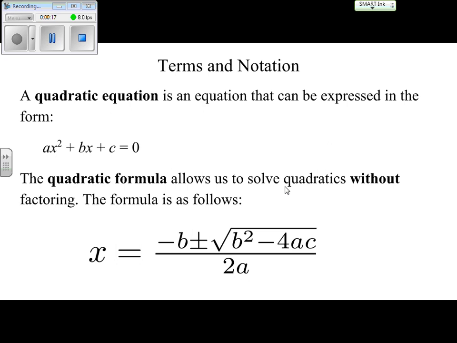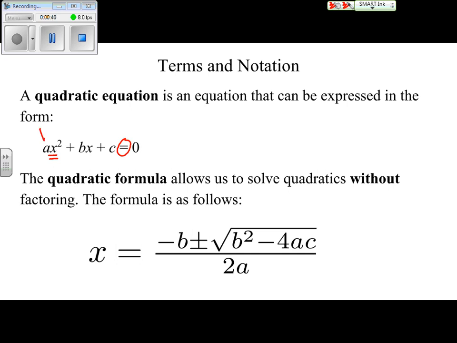A reminder of what a quadratic equation is. A quadratic equation can be expressed in the following form. The most important aspect of this is it must have an x squared. To be an equation, it must have an equal sign, and in order to use our quadratic formula, we must have it set equal to 0. So if it's not set equal to 0, we have to rearrange it using some algebra.